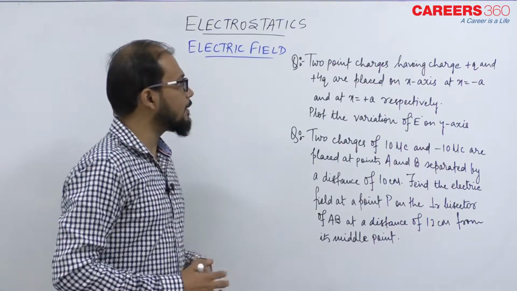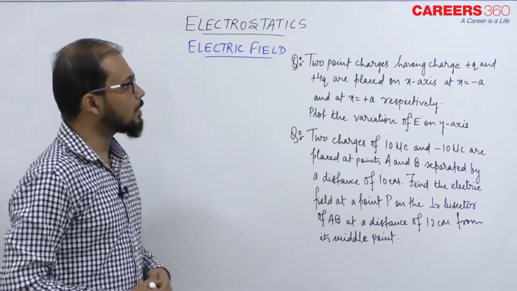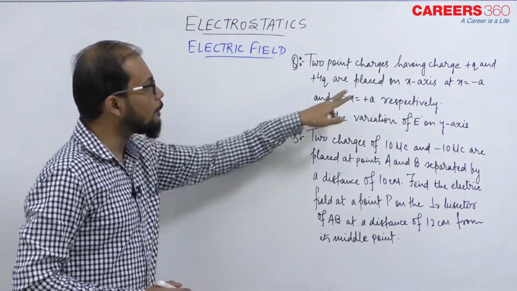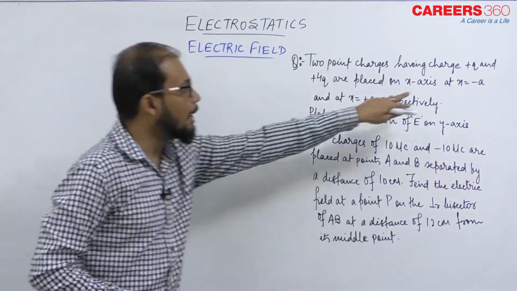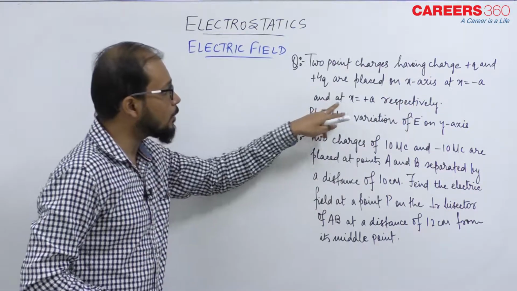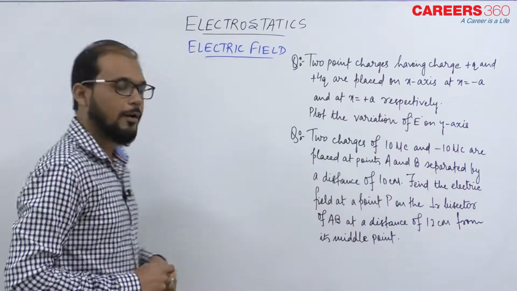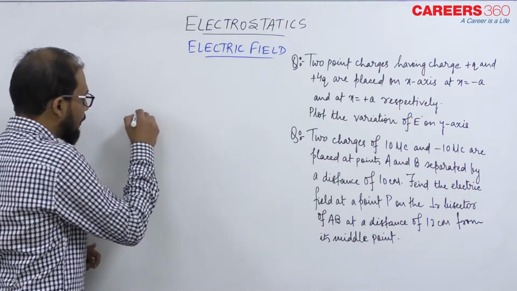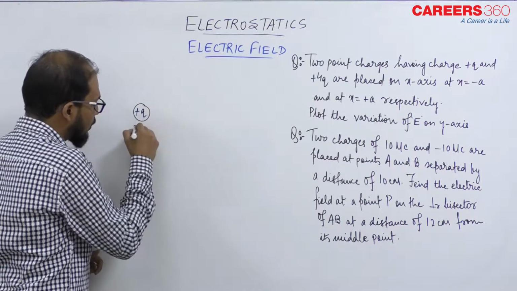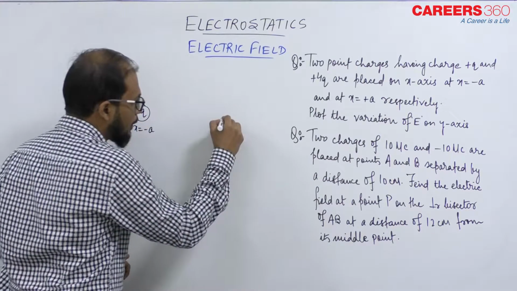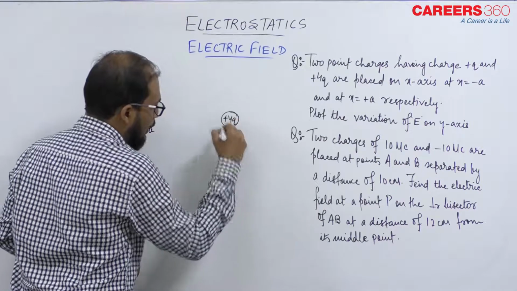In the first question, it is given that two point charges having a charge of plus q and plus 4q are placed on the x-axis at x equal to minus a and at x equal to plus a respectively, and we have to plot the variation of electric field on the y-axis. Suppose here plus q charge is present at x equal to minus a and plus 4q charge is present at x equal to a.